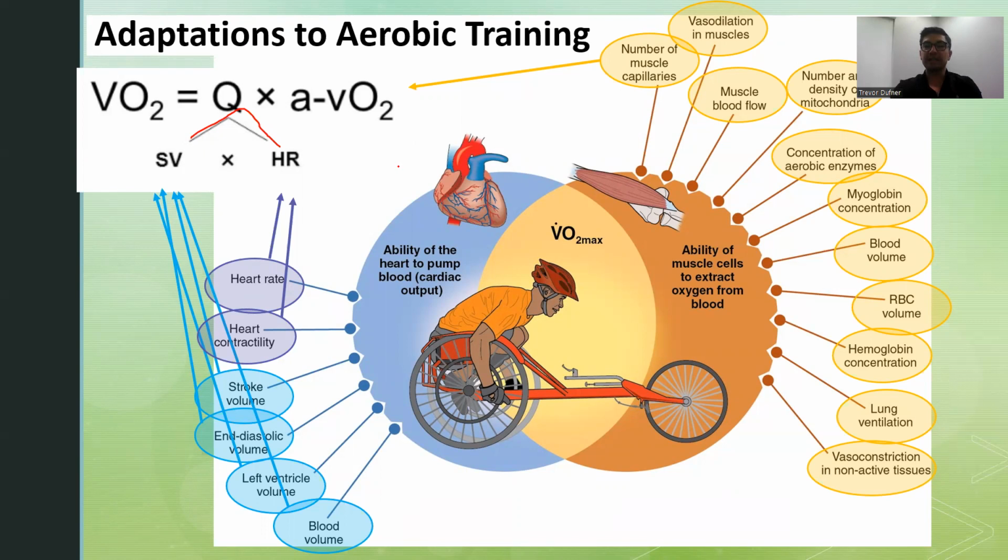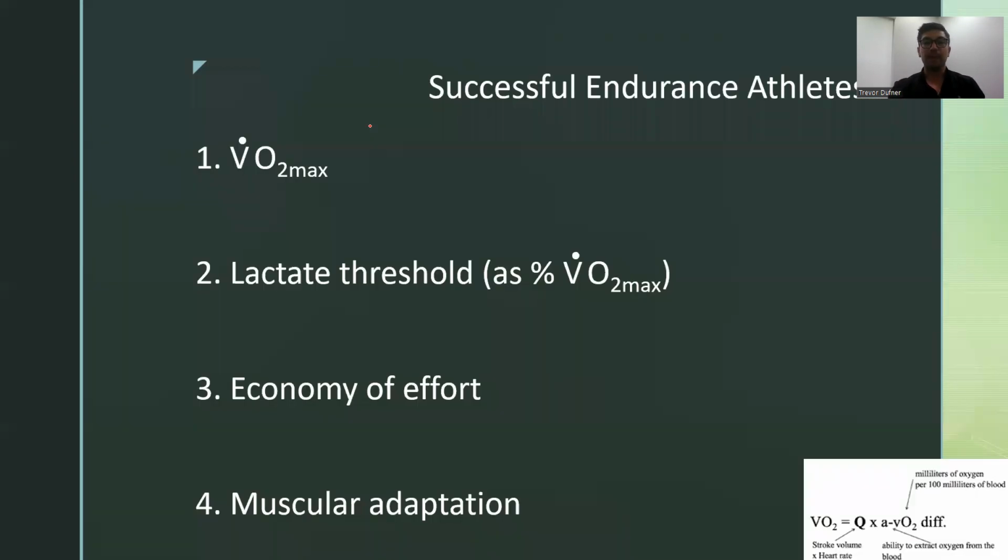And so let's say you increase the amount of mitochondria in the muscle. That means the muscles have a greater capacity to utilize oxygen, which means this AVO2 difference is likely going to increase because the muscles are more efficient at utilizing that oxygen. And so successful endurance athletes have a few predominant characteristics. The most important, or most common, is the VO2 max. You need a high VO2 max to be able to perform at high capacities in aerobic sports.